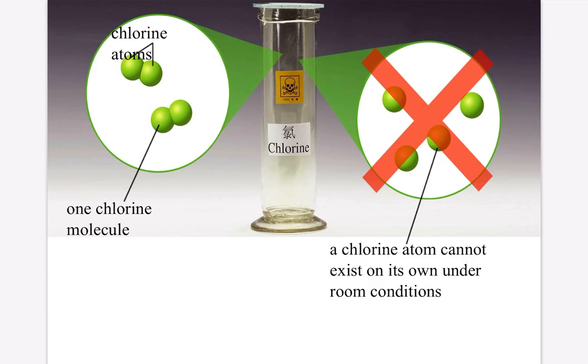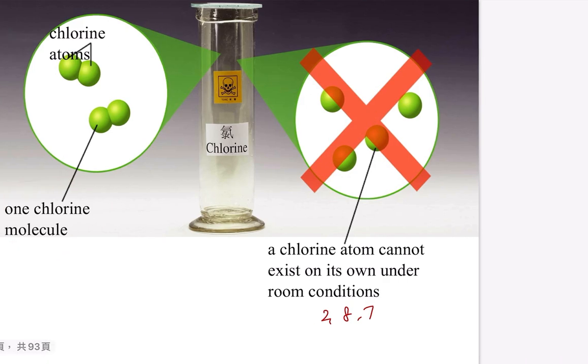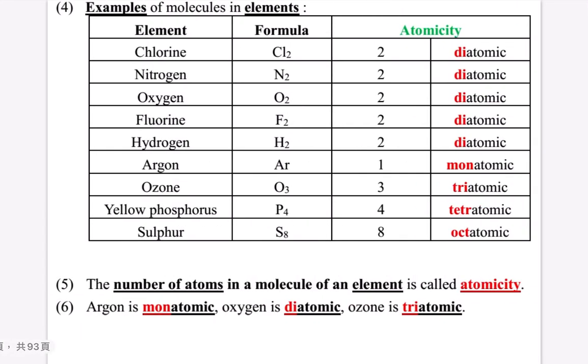because it is 2,7, not stable if it is like an atom. If it exists as an atom, it is not stable. So it needs to form a molecule first. So it needs to form a chlorine molecule by covalent bond, alright? So now we need to learn some examples of molecules in elements.